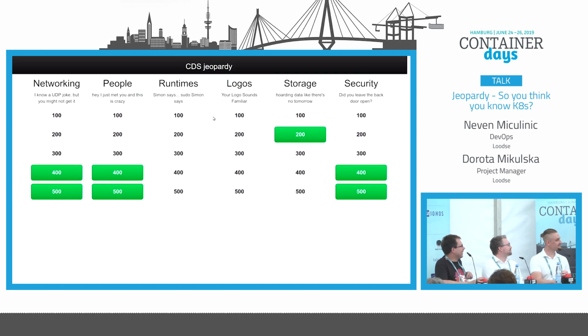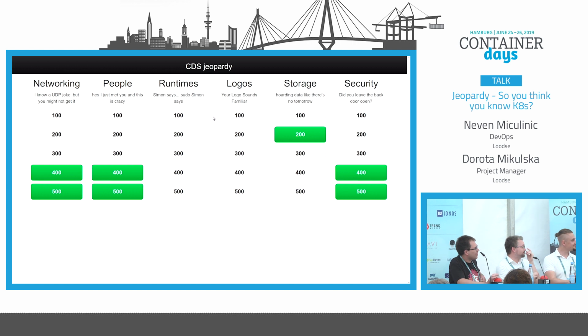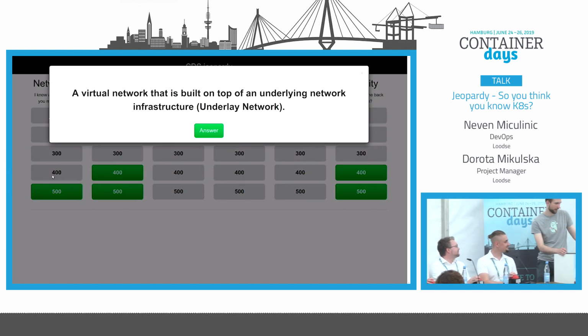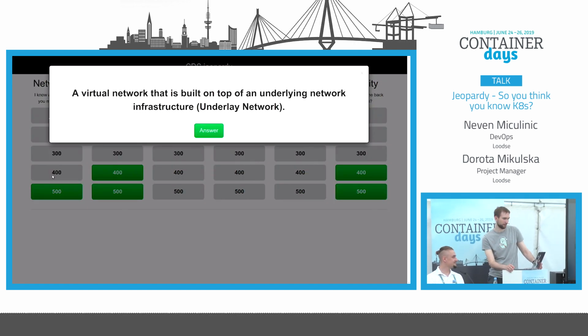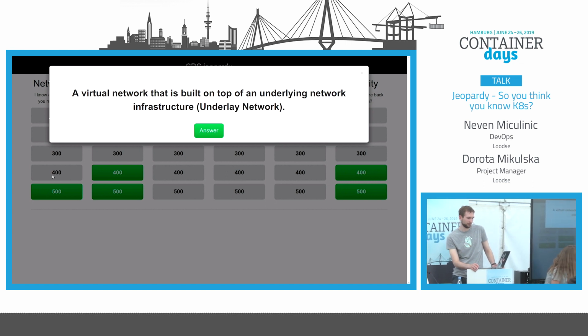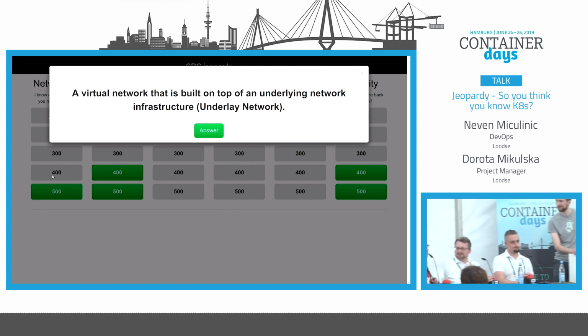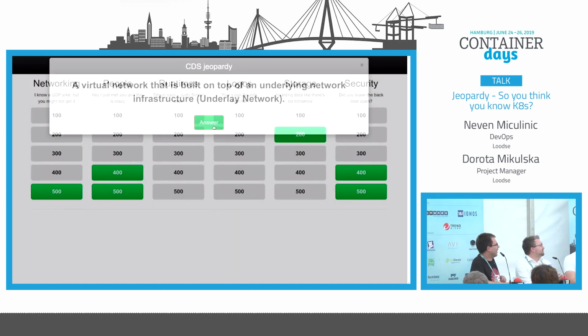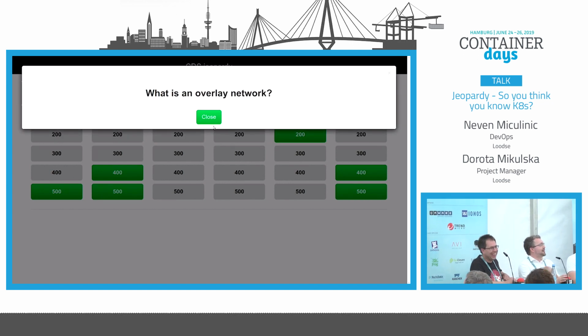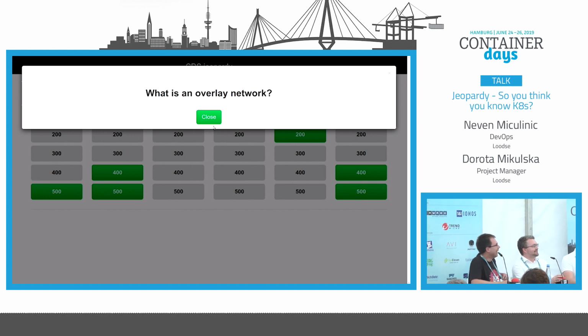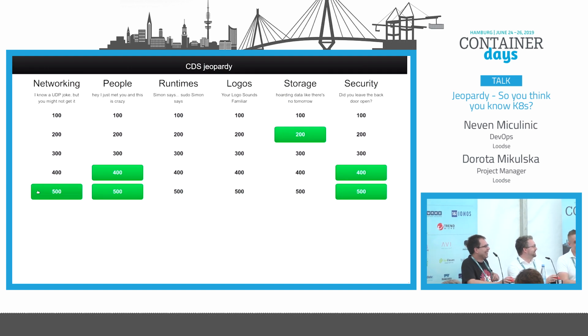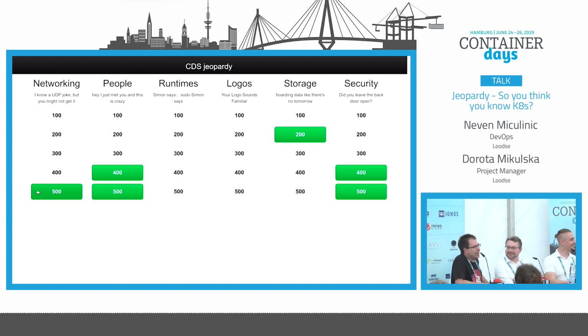So what's the next category? I'll take Networking 400. A virtual network that is built on top of an underlying network infrastructure, the underlay network. What's an overlay network? Yes. That seemed too easy.